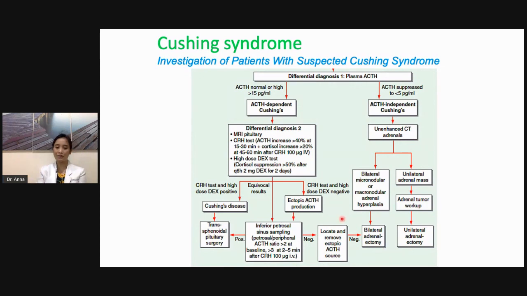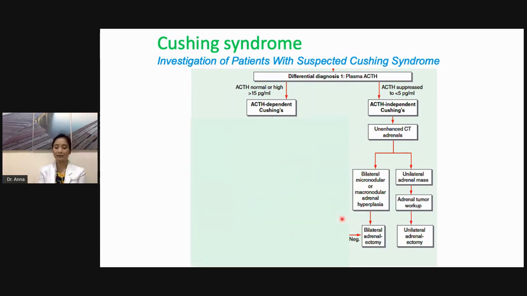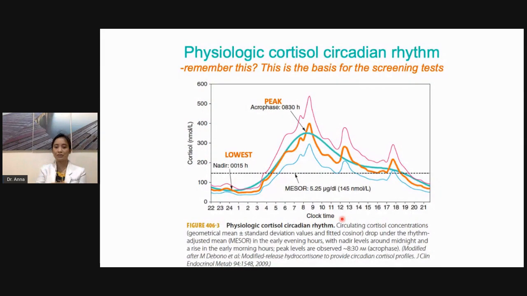You don't need to memorize all of those, but at least you have some form of understanding. Okay? So I'd like to go back to this. Now remember this, the physiologic cortisol circadian rhythm. This is the basis for the screening test. So remember, we do your midnight salivary cortisol. Our expectation is the levels will be very, very low because it's the nadir, at 12 midnight.